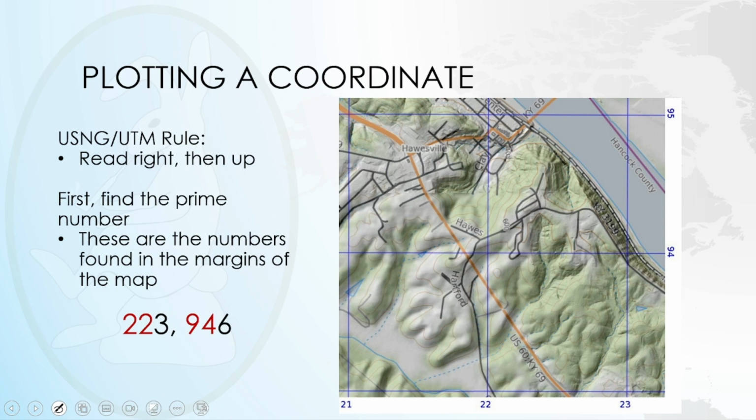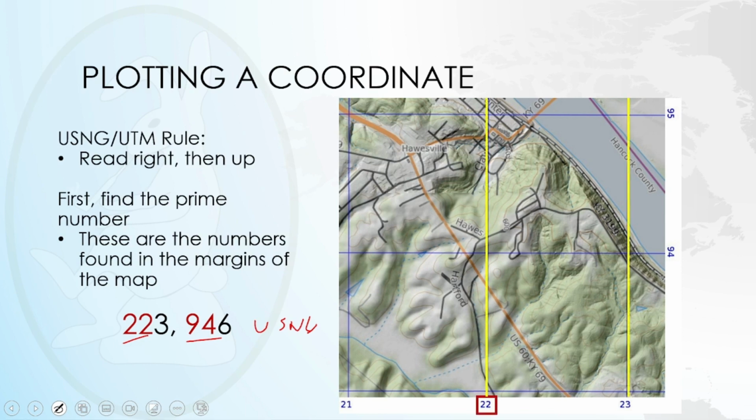We're trying to mark a specific spot, and it's at 22,3,946. This is our coordinate, and this is in UTM. This is in USNG, okay? But this is our coordinate. So the first thing we need to do is find the prime number for each digit, okay? The first two numbers on each digit, and we're going to find those in the margin of the map.